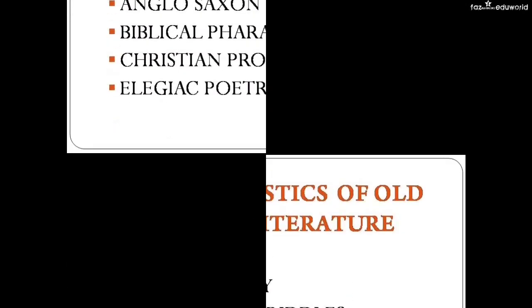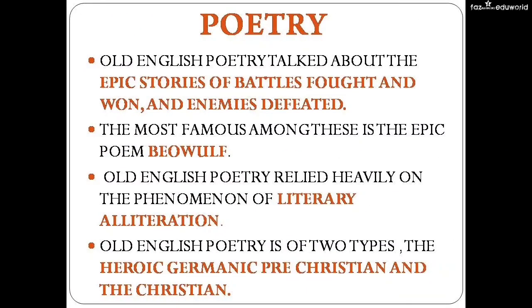So now we move on to Old English poetry. Old English poetry talked about the epic stories of battles fought and won and enemies defeated. The most famous among these is the epic poem Beowulf. Old English poetry relied heavily on the phenomenon of literary alliteration. Old English poetry is of two types: the heroic Germanic pre-Christian and the Christian.